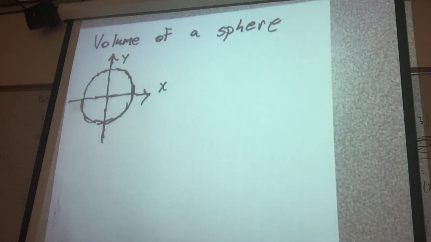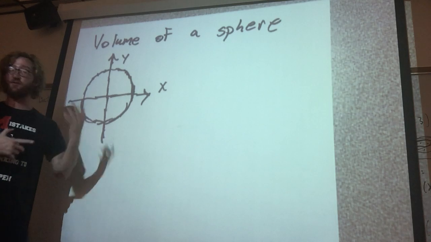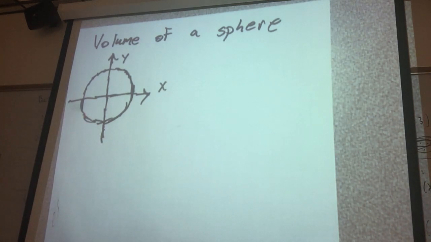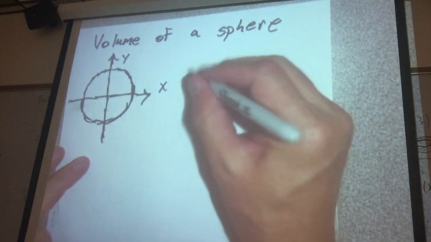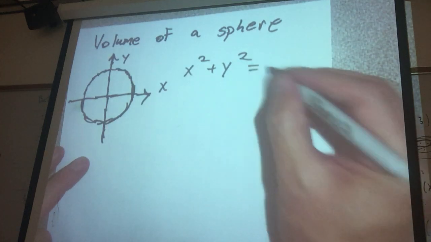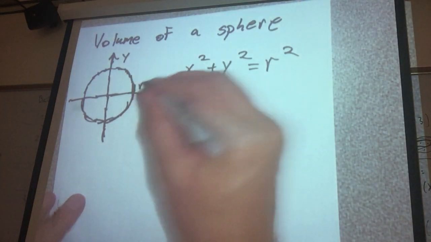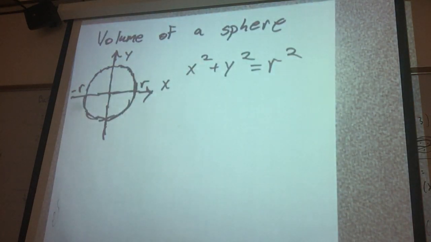All right. So we're going to start with a circle, okay? And then we have to think, now, how do I actually describe a circle? So the description of this thing is that, now, right, and this is going to go from negative R to R. Right?